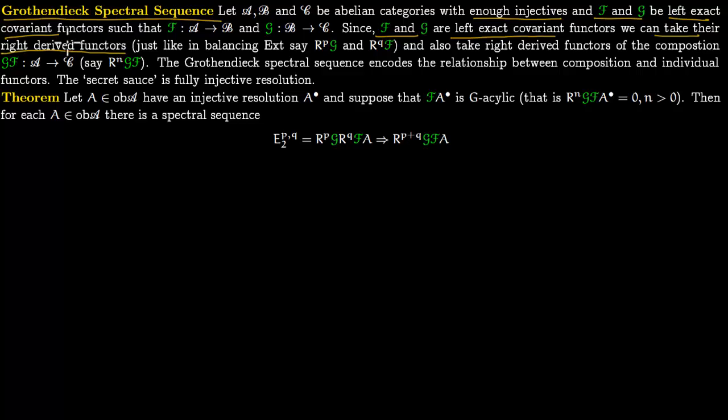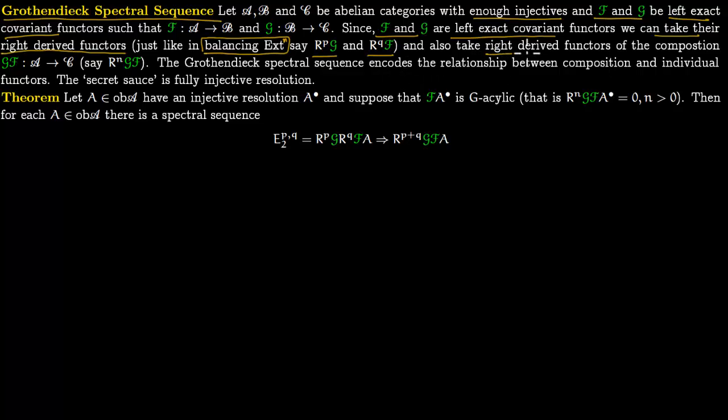This I have explained in the lecture on balancing Ext. This lecture is extremely important to understand Grothendieck spectral sequence, because the ideas from it, which are very concrete, are used in this lecture abstractly. The right derived functors, which were Ext functors, we had Xn here. Instead of that, we now have R^P G and R^Q F: the right derived functor of G, and the right derived functor of F.